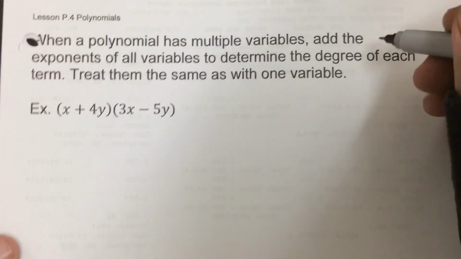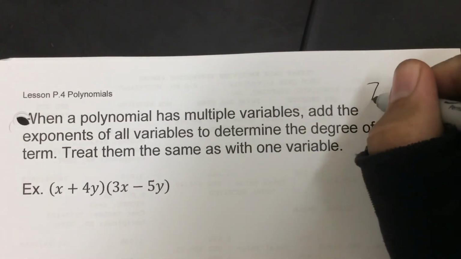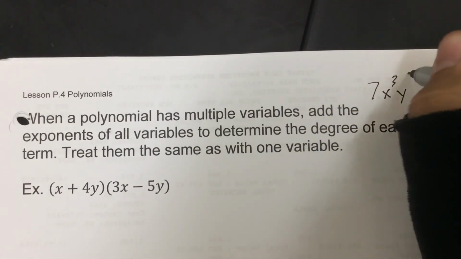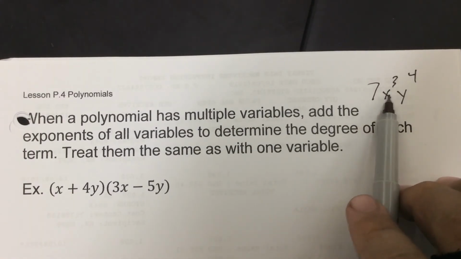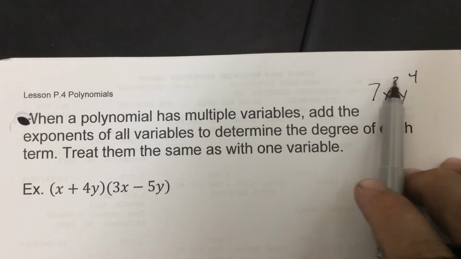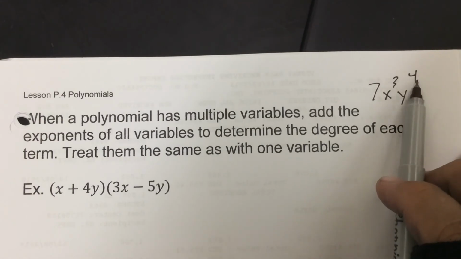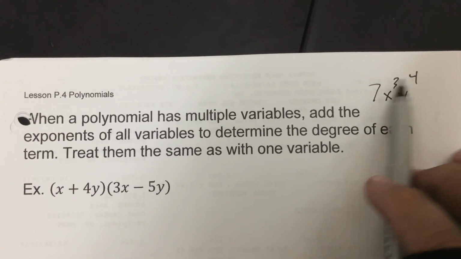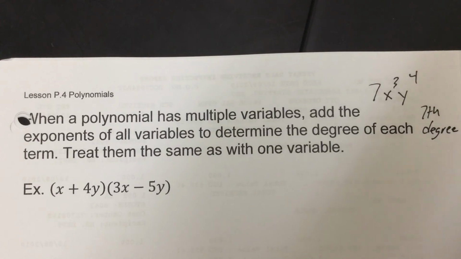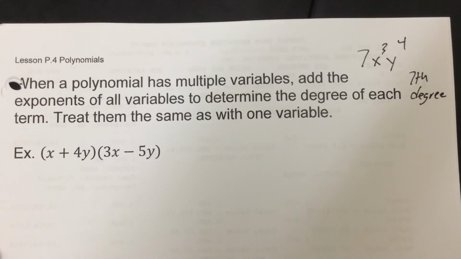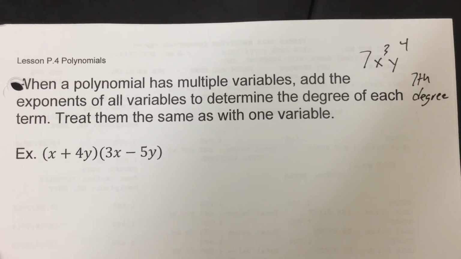So for example, if we had 7x to the third, y to the fourth. Even though the biggest exponent for x is 3 and the biggest exponent for y is 4, it's not going to be to the fourth. You add them all together in the same term. So this would be a 7th degree, is what that's talking about there. Does that make sense? Any questions there?